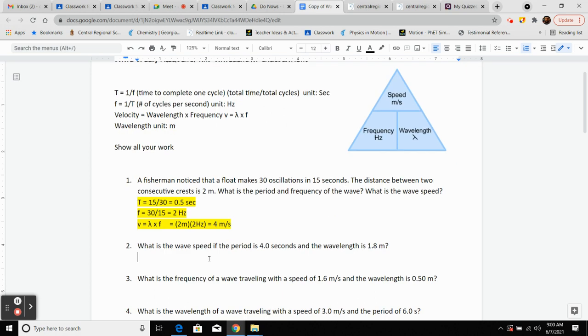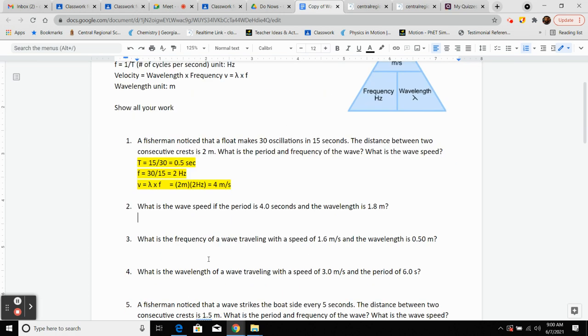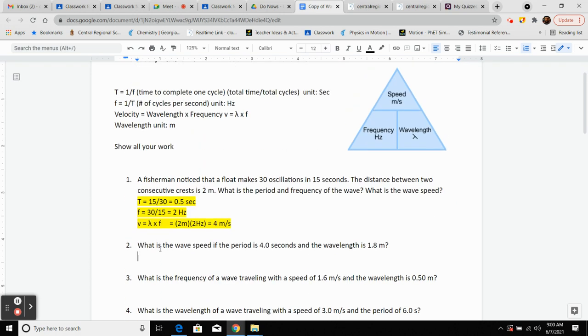Okay, so the next one asks, what is the wave speed if the period is 4 seconds and the wavelength is 1.8 meters? Well, our equation for speed is frequency times wavelength. We don't have frequency right now, but we do have period. So I can solve for frequency by doing 1 divided by the period. So you need to do that first.